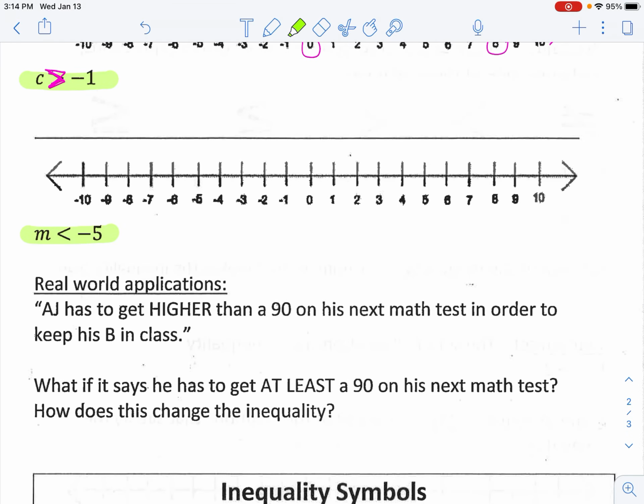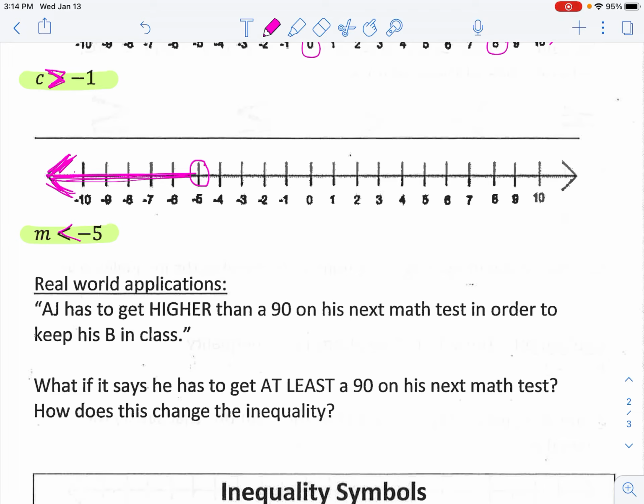Let's try M is less than -5. Step 1, put a circle at -5 on the number line. Decide which direction your arrow is going to go. So if you look at the less than sign, that's the arrow pointing to the left. So this arrow is going to get darkened, and we're also going to darken the line, showing that all of these numbers are possible solutions for M.